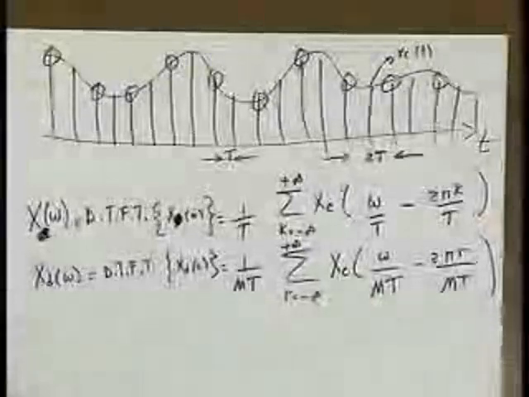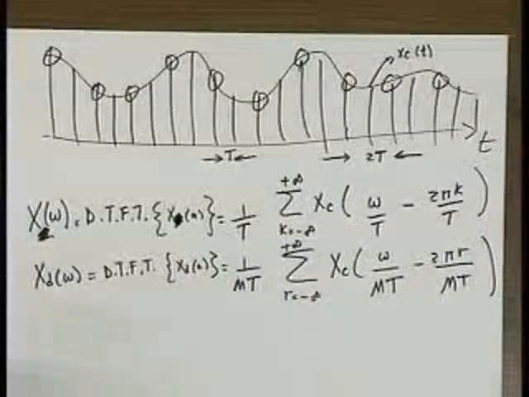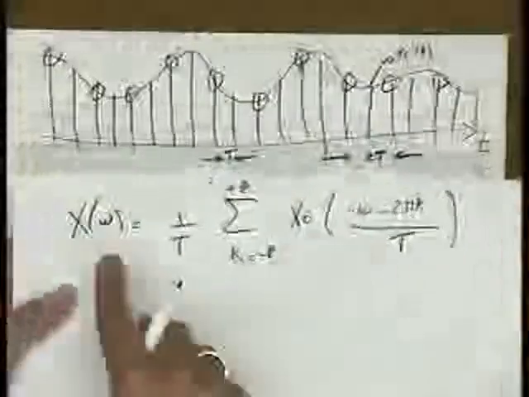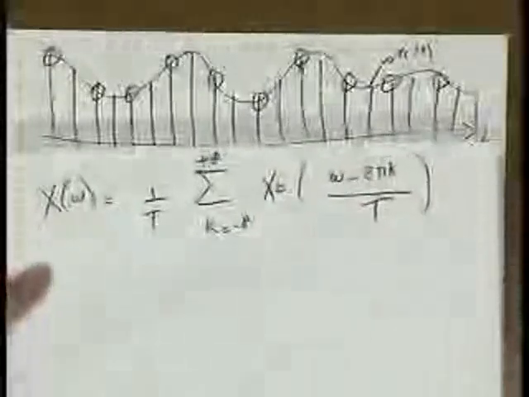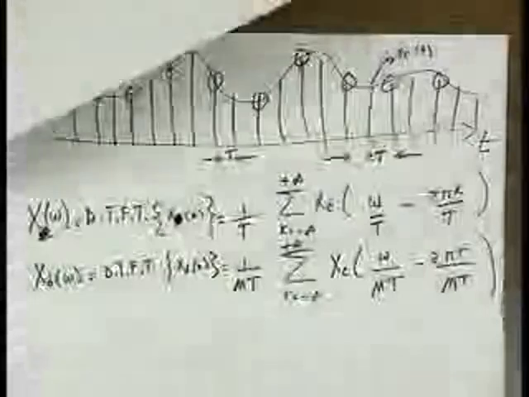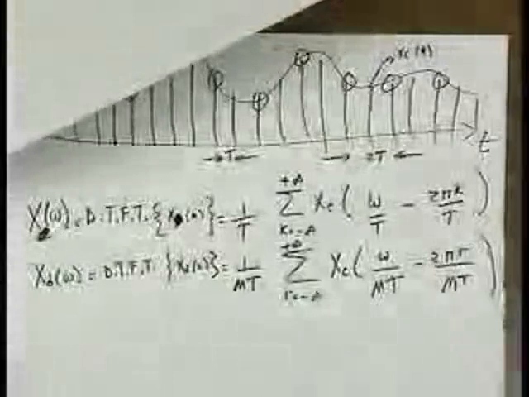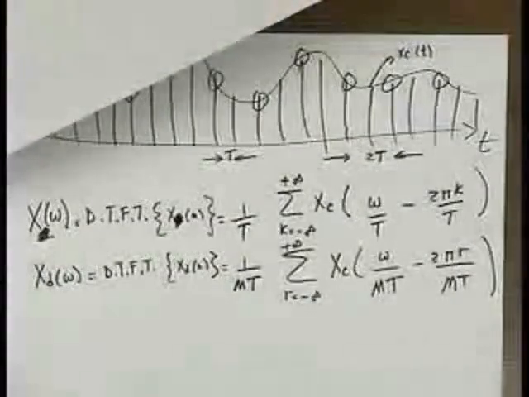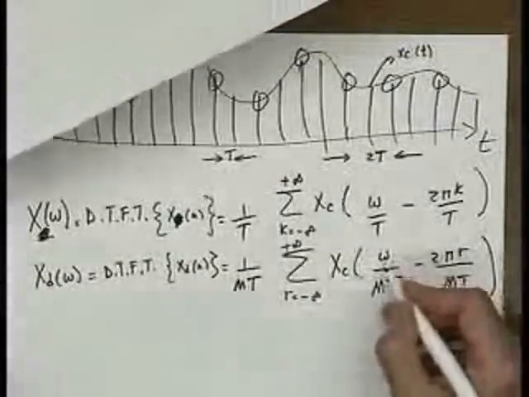Is that omega over MT or just omega? Because dimensionally they don't match. Omega is in radians. Is it frequency? If it's frequency, then it's radians per second, and you're comparing an angle with a frequency. No, this omega is the discrete time frequency.